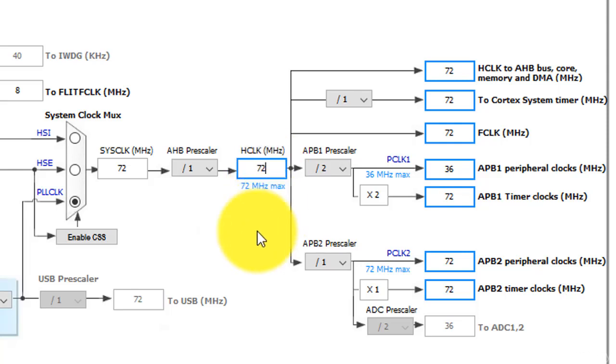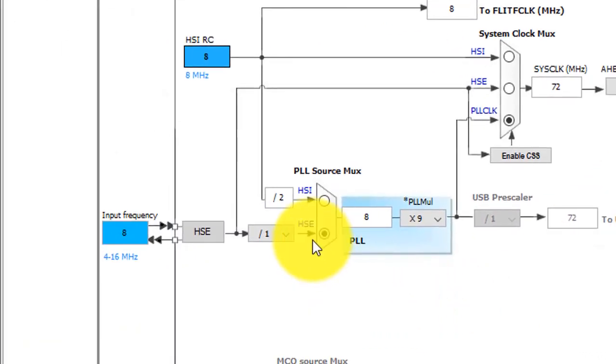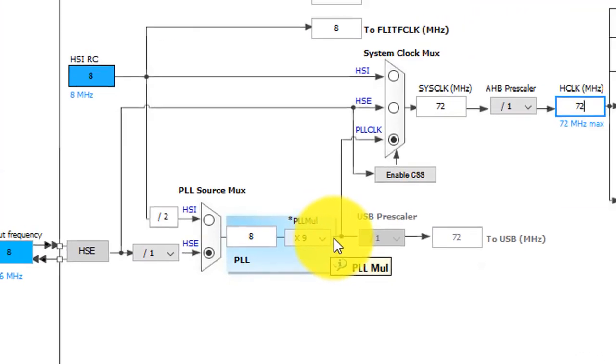then press enter. CubeMX will automatically calculate the required PLL value and the prescaler value in order to achieve the 72 MHz clock. The result is high-speed external oscillator is selected, and the prescaler is 1. After that, the 8 MHz clock will be multiplied by 9 in order to achieve 72 MHz.